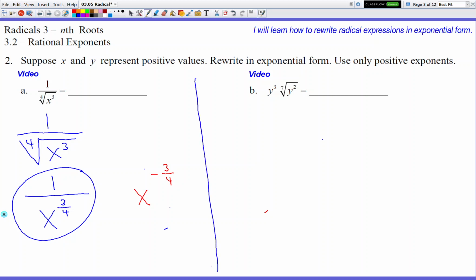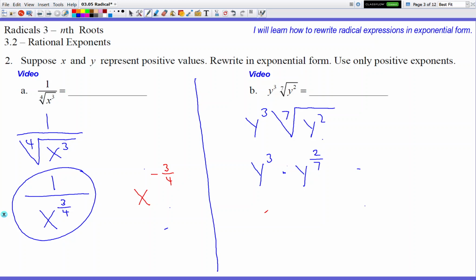Okay, letter B. Wow, there's a lot of y's all over the place. This one says I got 3 y's on the outside, so I'm going to write y to the 3rd, and it's a 7th root radical of y squared. I'm going to rewrite it the same. So I got y to the 3rd, because that's what's on the outside, and then I also have y to the 2/7 power. So y to the 3rd times y to the 2/7 power.